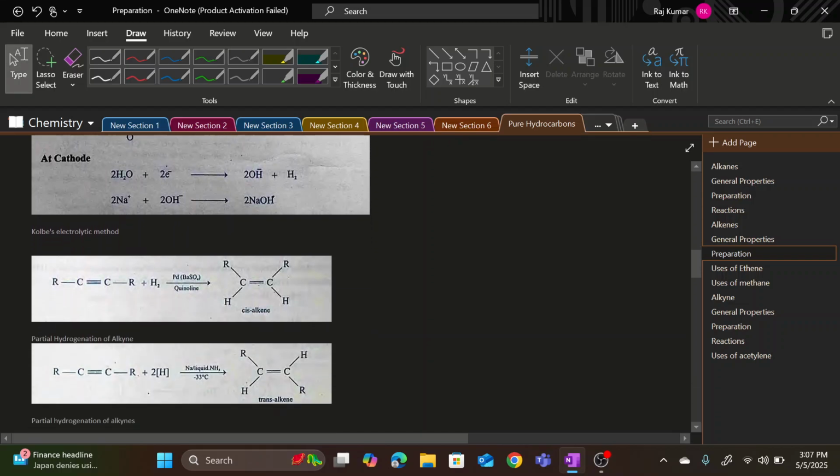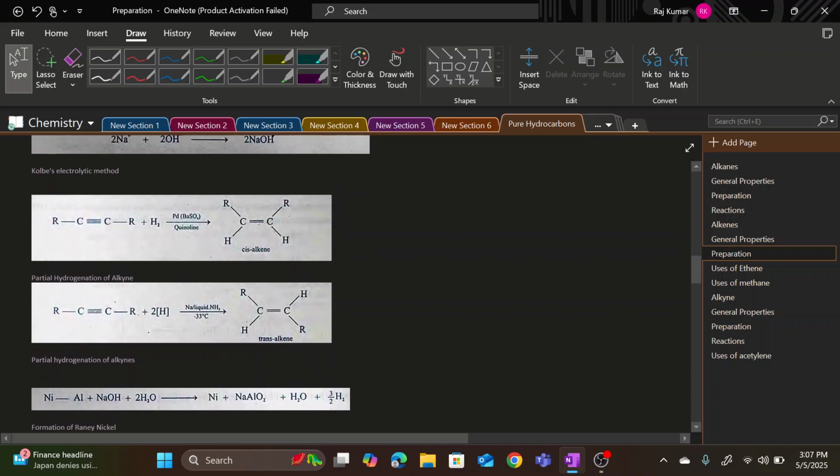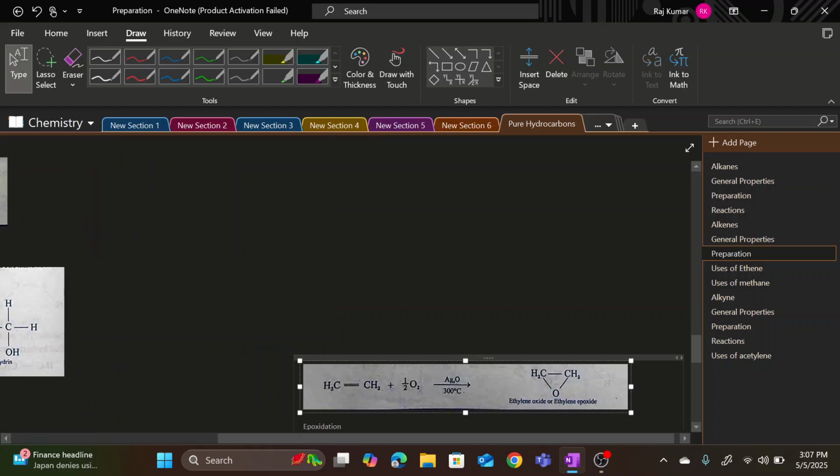All right, now let's move on to the partial hydrogenation of alkyne. If we partially hydrogenate an alkyne, we can get two types of alkene on the basis of the catalyst we use, which are the cis alkene and trans alkene. So we can get either a cis alkene or a trans alkene depending on what type of catalyst we use.